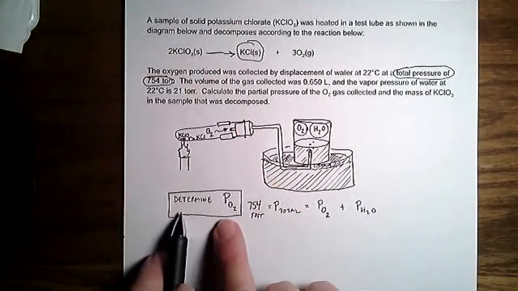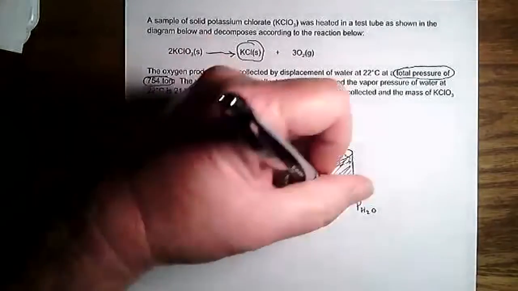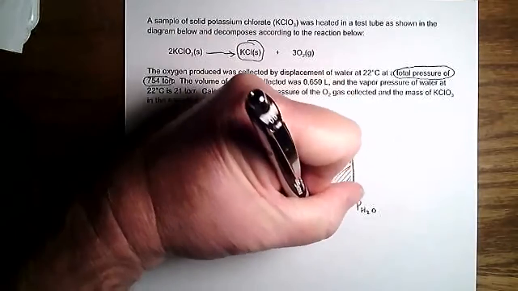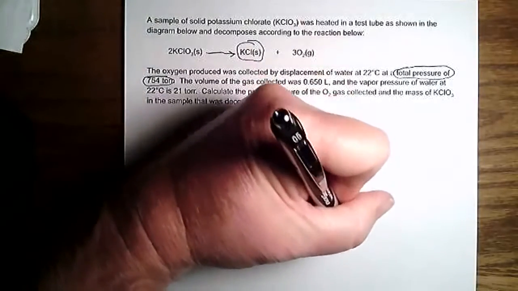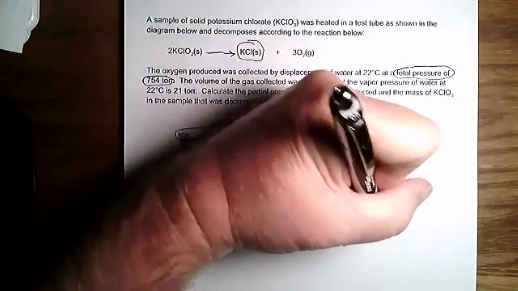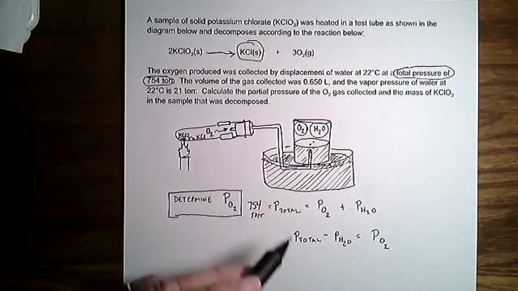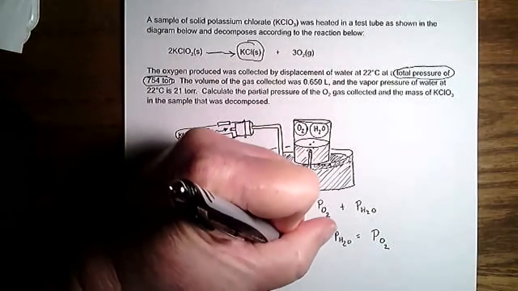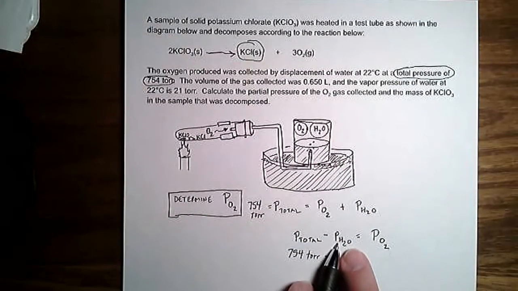So if I want to figure out what the partial pressure of the O2 is, all I would have to do, this math is fairly simple, I would take the total pressure and subtract the pressure of the water to get the pressure of the O2. Okay, so once again, I know what the total is. It was 754 torr minus, in the question they gave me the partial pressure.